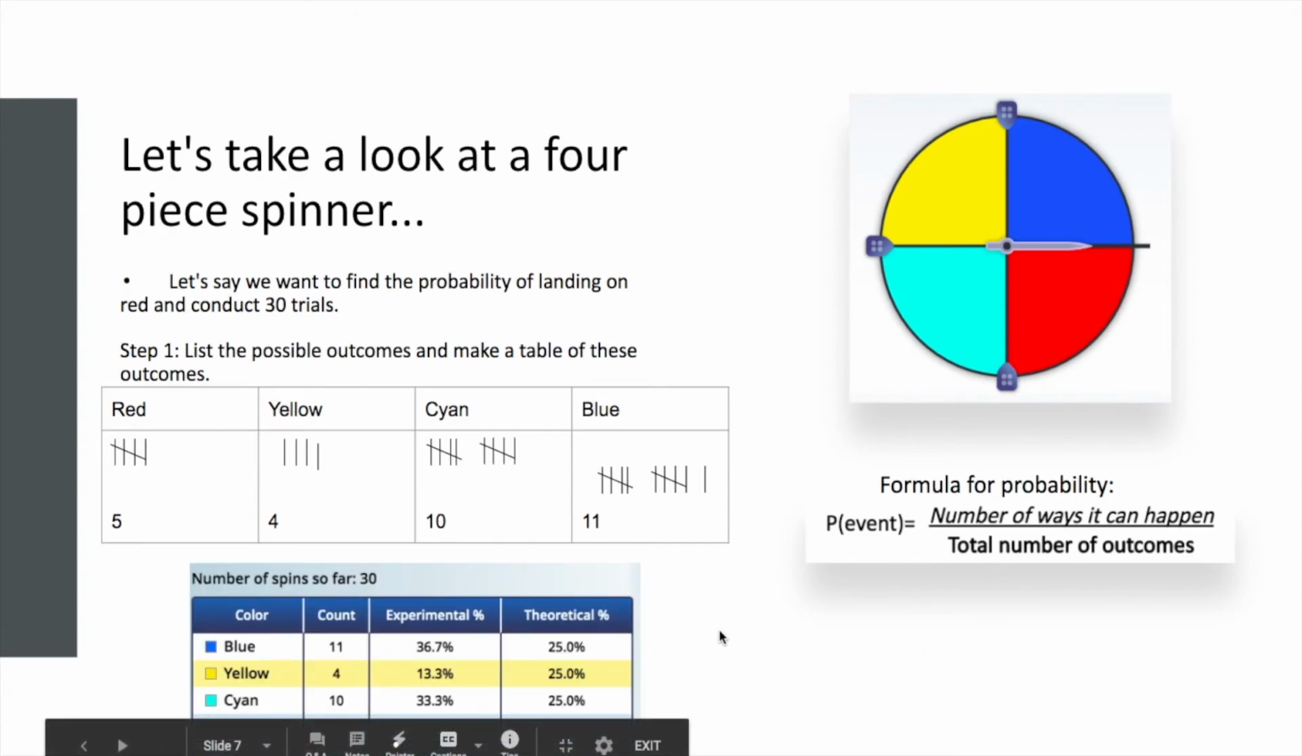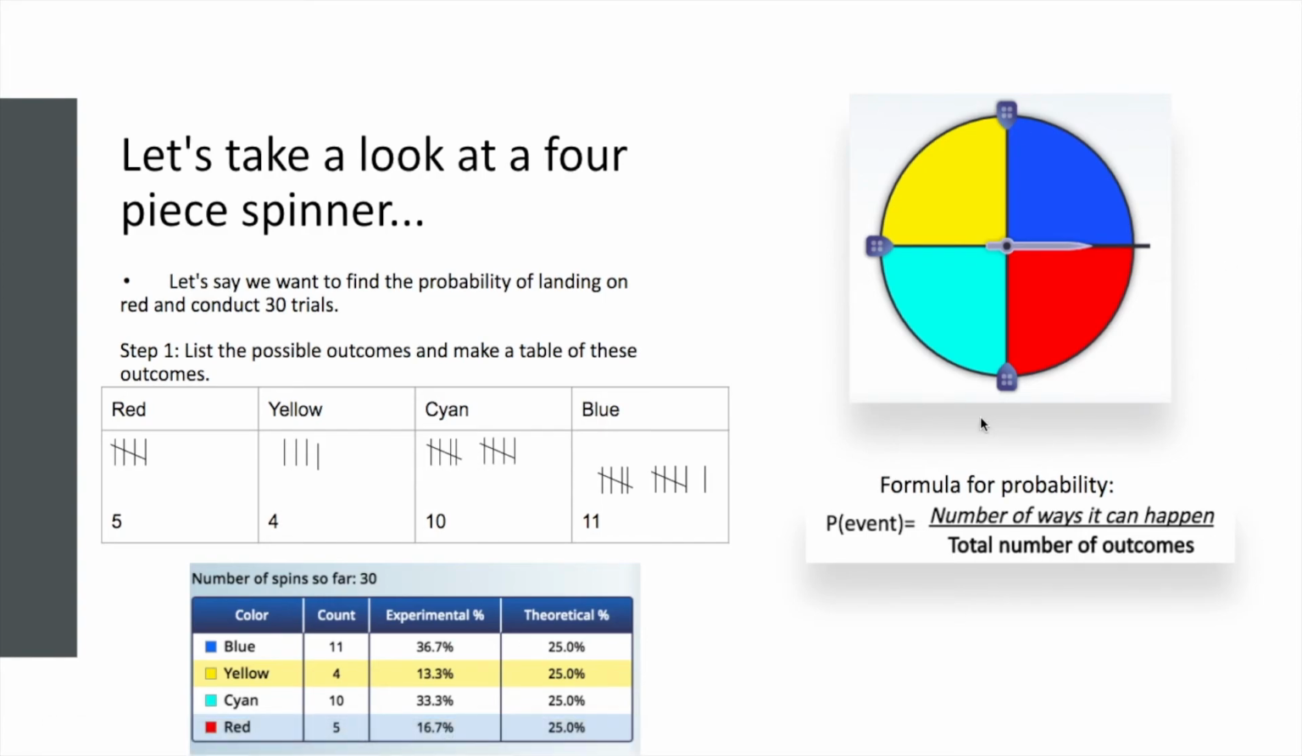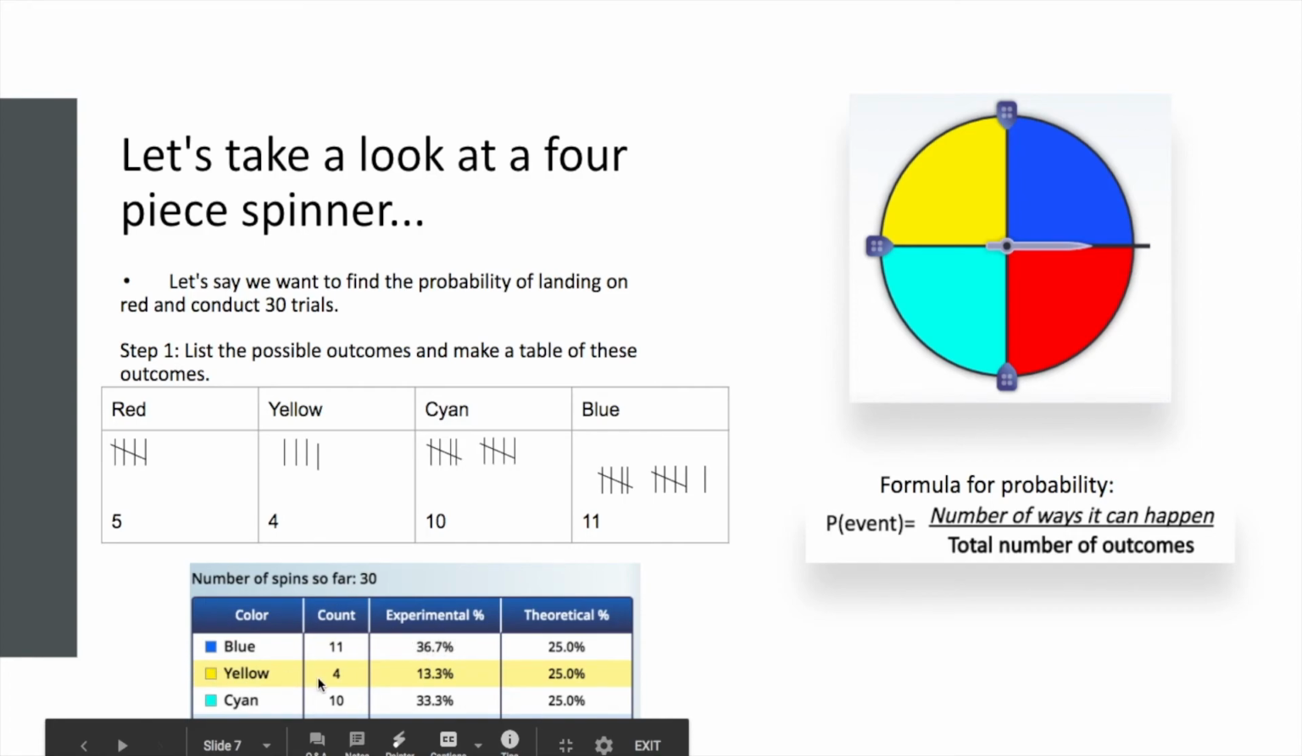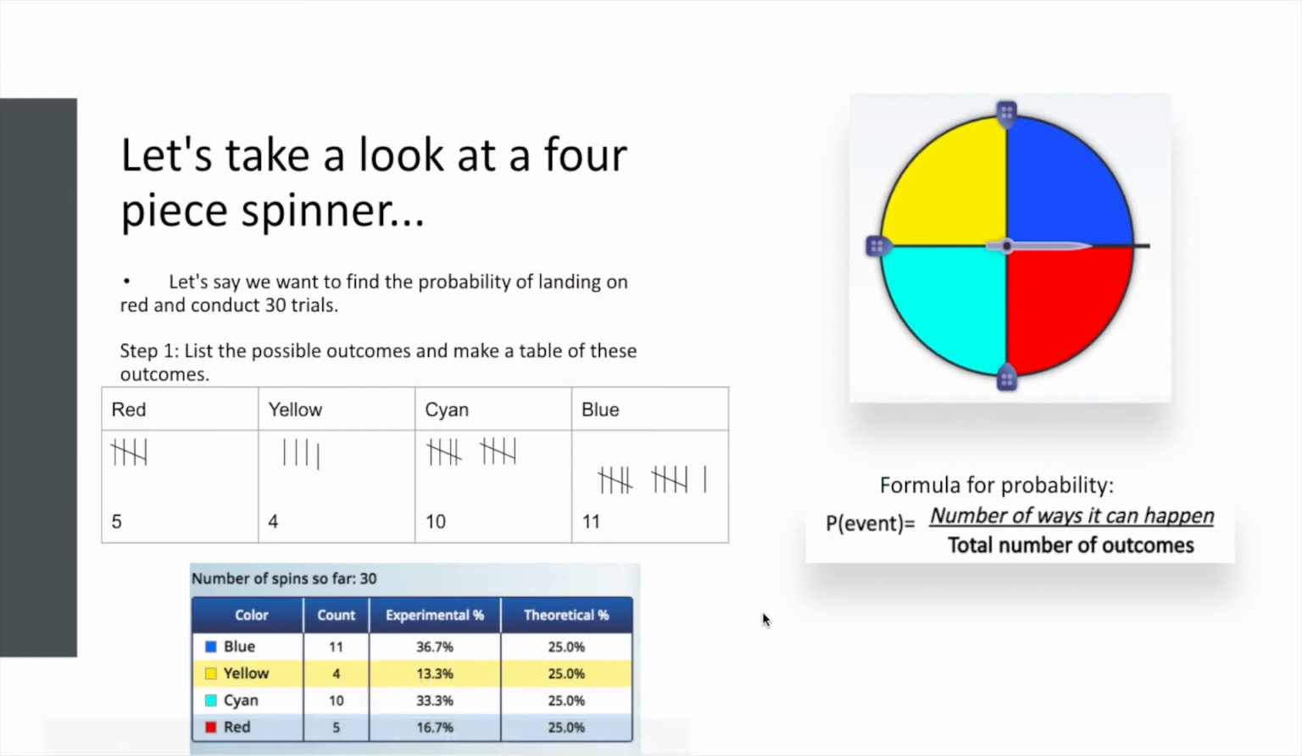So we can take a look at our results that come straight from the website that we used. We landed on blue 11 times, so our experimental probability was 36.7%. We landed on yellow 4 times, and the experimental probability is 13.3%. Cyan is 10 times, and our experimental probability is 33.3%, and we landed on red 5 times, which is 16.7%. So those are experimental probabilities.